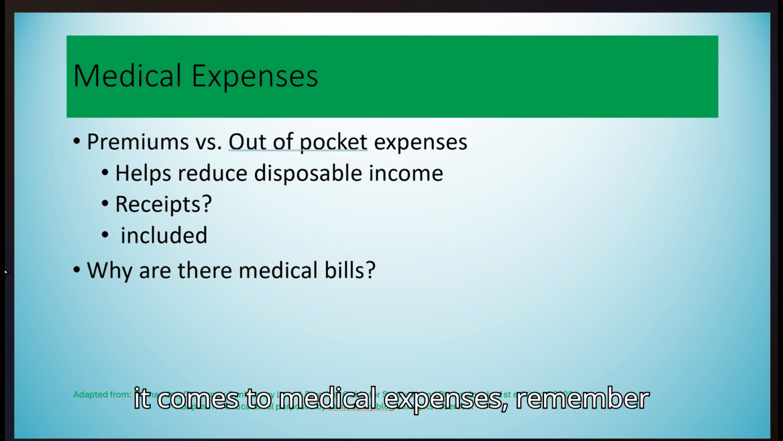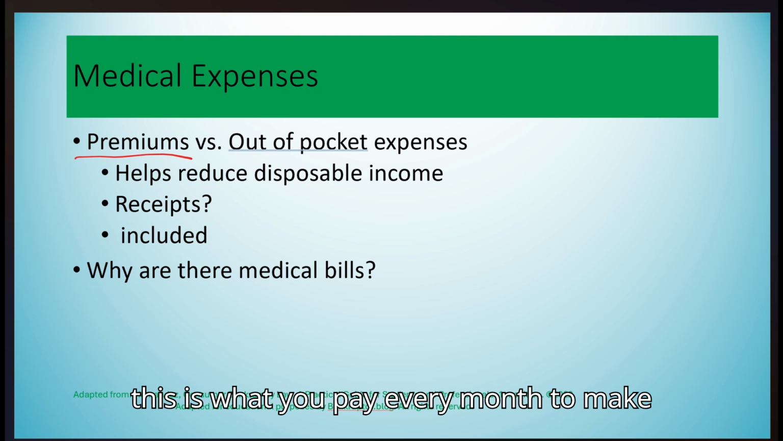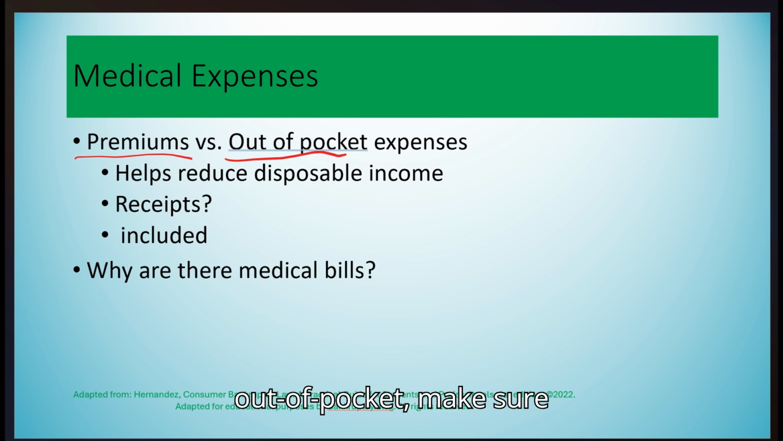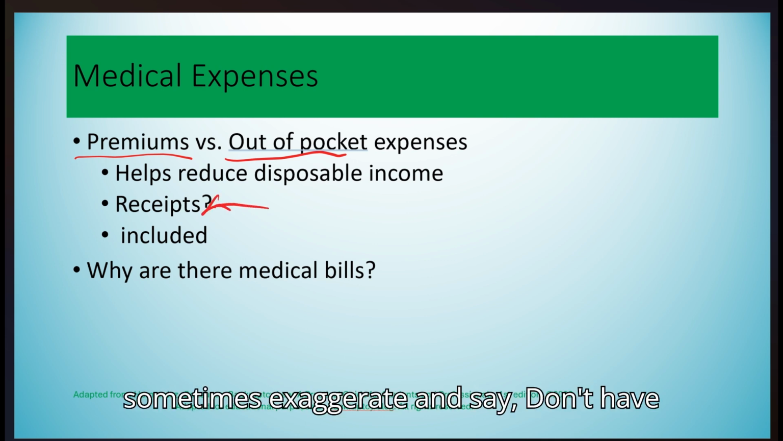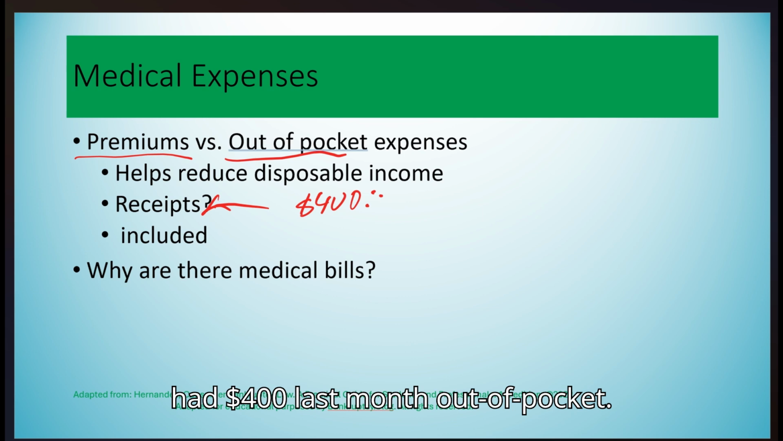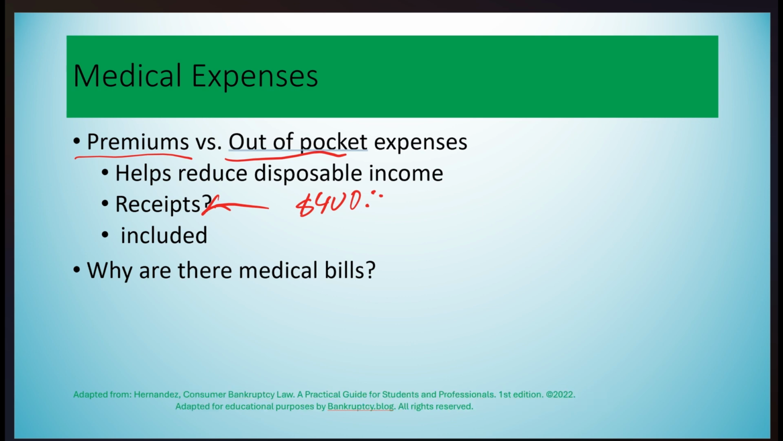Now, when it comes to medical expenses, remember this is what you pay every month to make sure you have insurance, but then you have the out of pocket. And for the out of pocket, make sure that you have receipts. Clients, again, sometimes exaggerate and say, don't I have $400 a month in out of pocket? No, you had $400 last month out of pocket. That is not the norm.